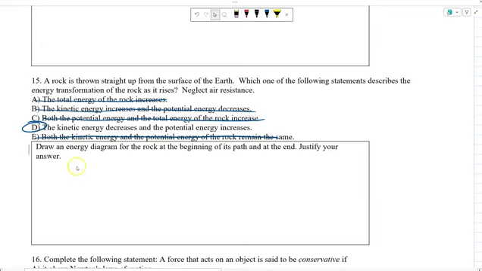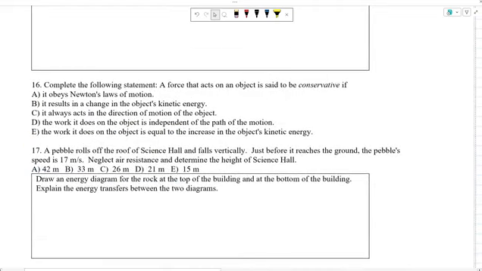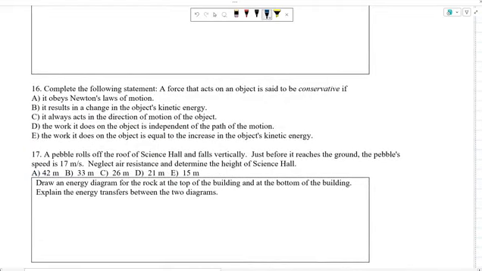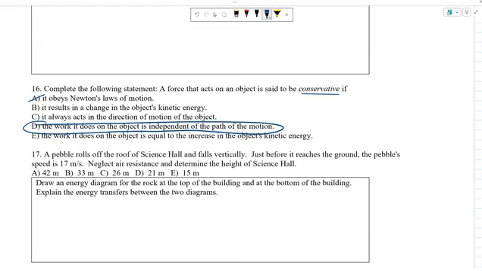Question 16. Complete the following statements. A force that acts on an object is conservative if all forces obey Newton's laws of motion. The object's kinetic energy, that doesn't matter for kinetic energy. Actually, in the definition, it's that the work done on the object is independent of the path of motion. So think about lifting something up or down. That's what's going on. This is our true definition of a conservative force.